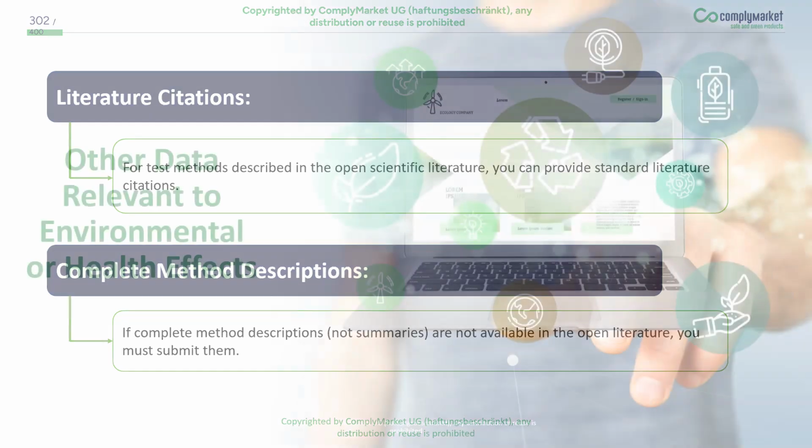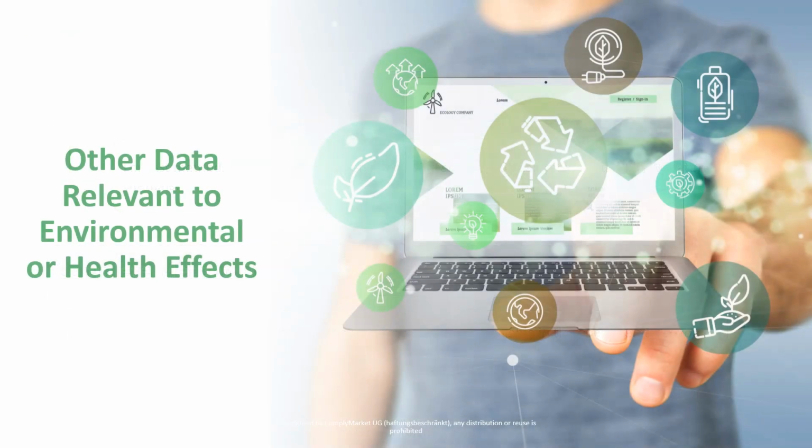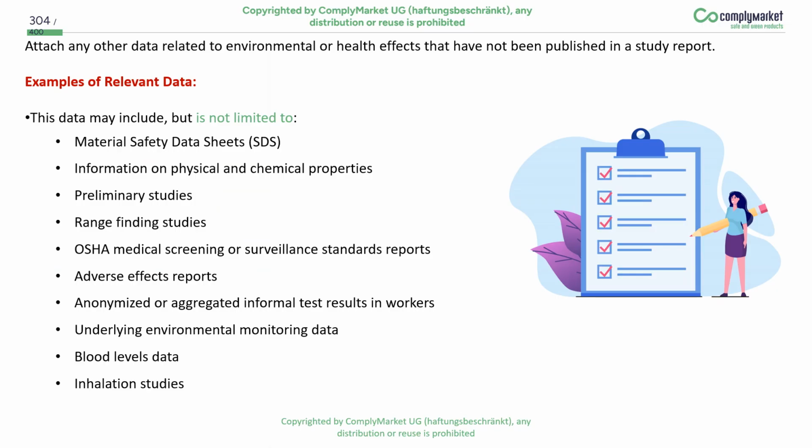Other data relevant to environmental and health effects. Examples of relevant data: that's material safety data sheets, information, physical and chemical properties, preliminary studies, range of findings, first effects, blood levels data, inhalation studies.